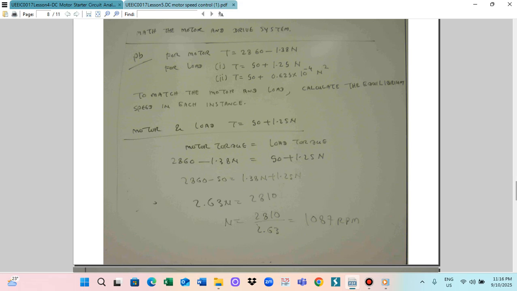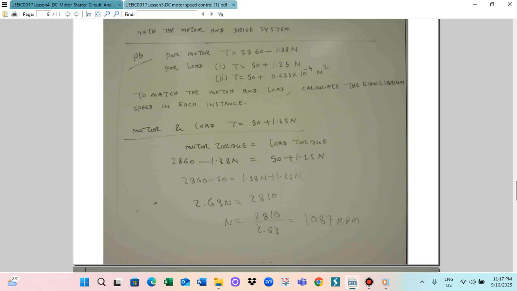And the second equation is the motor with load 2: T = 50 + 0.625 × 10^-4 n². So we run the motor with this load. This motor is running at this load. In this case, we also need to equate the motor torque and the load torque. So motor torque equals load torque.